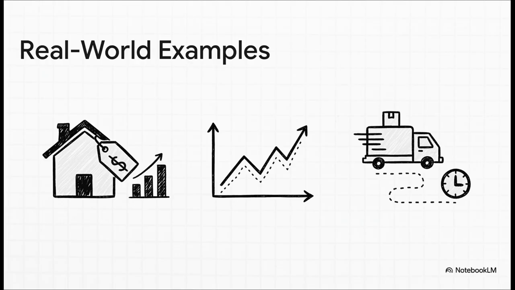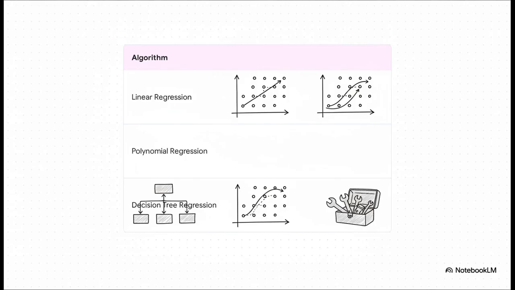And you see this stuff everywhere, probably more than you even realize. Trying to predict a house price based on its size and location? Yep, that's regression. Trying to forecast what a stock might be worth next month, or even just estimating when your pizza will arrive? All regression. Of course, it's not a one-size-fits-all deal. There's a whole toolkit of different regression algorithms, like the ones you see here, and each one is good for different kinds of problems. Okay, let's move on to our next play.